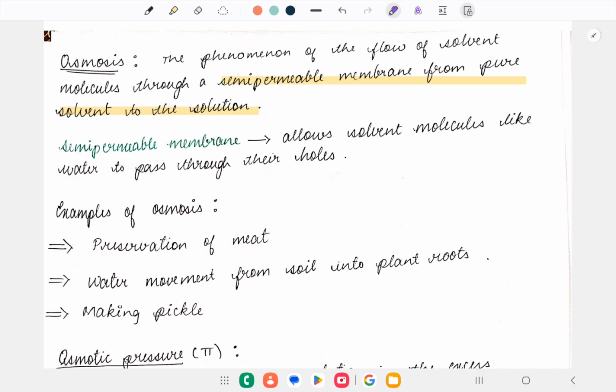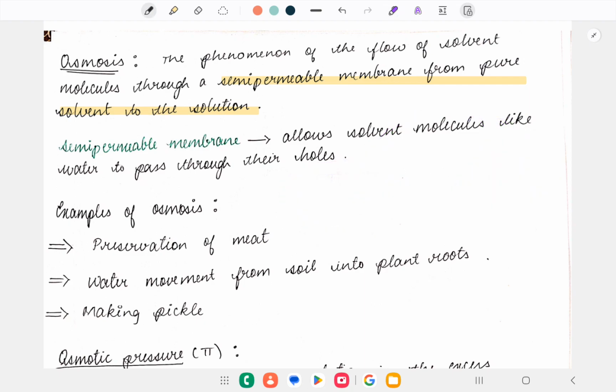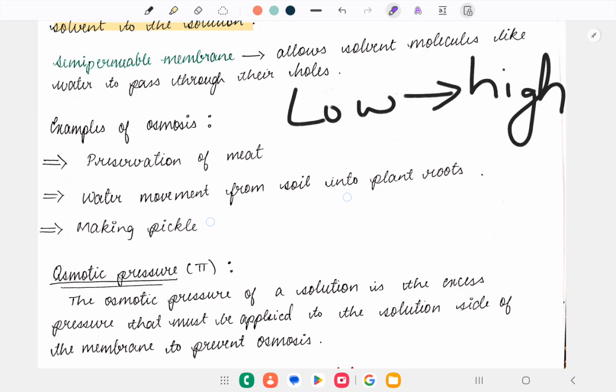So if the osmosis can take place between the solutions of different concentrations, then the solvent molecules will move from a solution of low solute concentration to a solution of high solute concentration. So this flow is continuous until an equilibrium is attained. So we have to note that the solvent particles will move from a low solute concentration to a high solute concentration only. We will talk about some of the examples of osmosis.